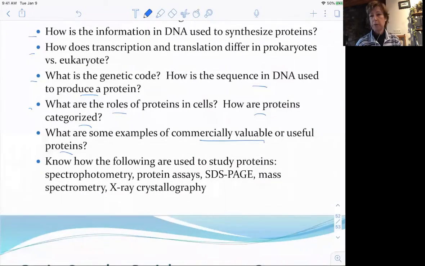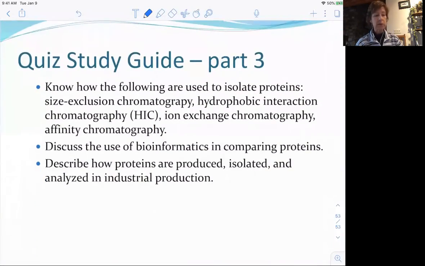And then briefly, how are these techniques used to study proteins? So these include spectrophotometry, some protein assays, the SDS polyacrylamide gels, mass spec, X-ray crystallography. And how do we use the following to isolate proteins? So size exclusion, hydrophobic interaction, ion exchange, affinity, and then briefly the use of bioinformatics in comparing proteins and how proteins are produced, isolated, and analyzed in industrial production. So sort of how is that scale up doing?